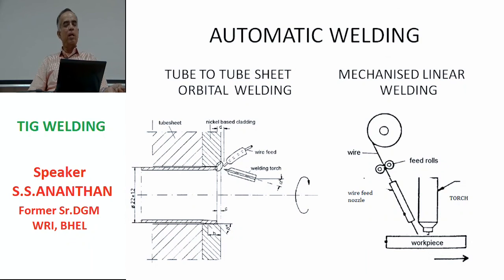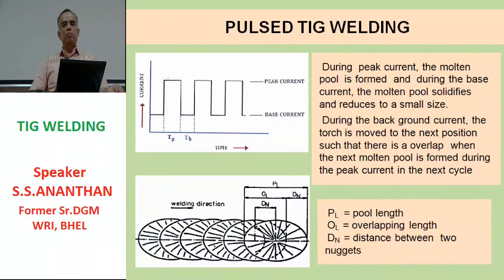The right side is a mechanized linear welding system which shows the torch and a wire feeder which is feeding the wire continuously. Now in this particular advance, I will just briefly explain what's happening in pulse TIG welding. Pulse TIG welding is a system which uses a peak current and a base current, that is two levels of current for welding. This pulsing gives you a special control in the heat input that is formed.